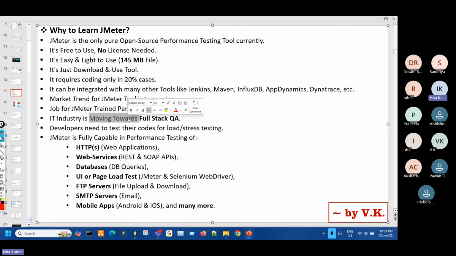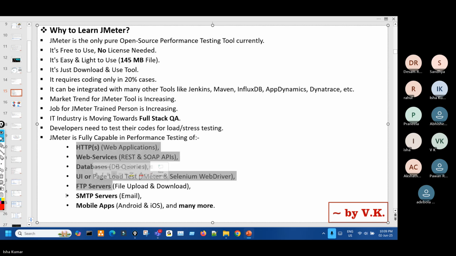It is moving towards full stack QA. Suppose a functional tester wants to switch jobs, they should know the performance part. Developers can also use this to test their code locally. JMeter has the capability of getting all these things tested in different manners.